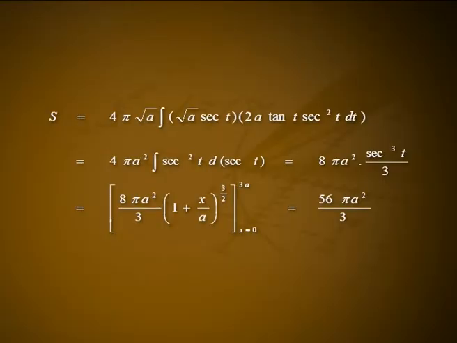Put x is equal to a tan square t so that dx is equal to 2a tan t sec square t dt. S is equal to 4 pi into root of a into integral root of a sec t into 2a tan t sec square t dt, which is equal to 4 pi a square integral sec square t d of sec t, which is equal to 8 pi a square into sec cube t divided by 3, which is equal to 8 pi a square by 3 into 1 plus x by a all raised to 3 by 2 between the limits x is equal to 0 and 3a, which is equal to 56 pi a square divided by 3.